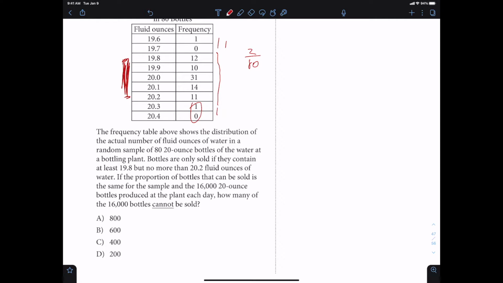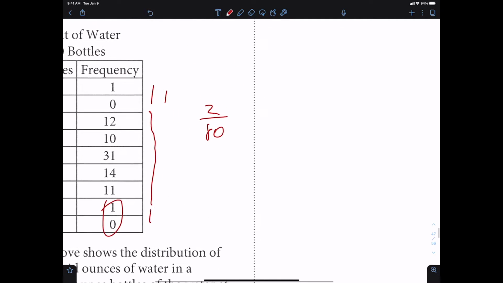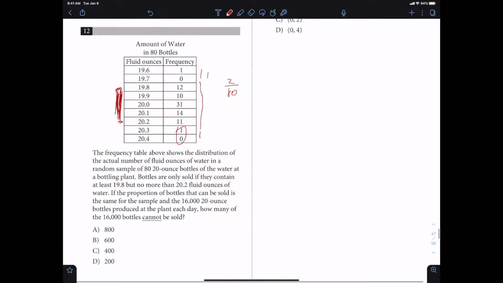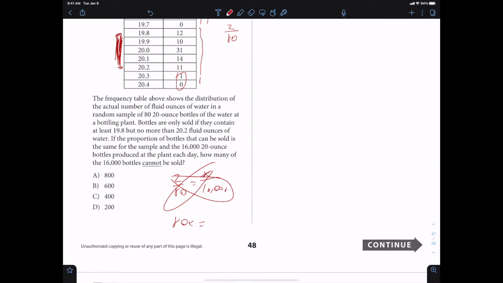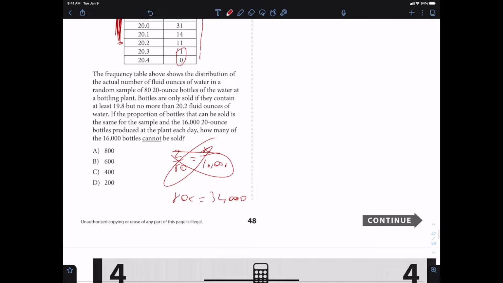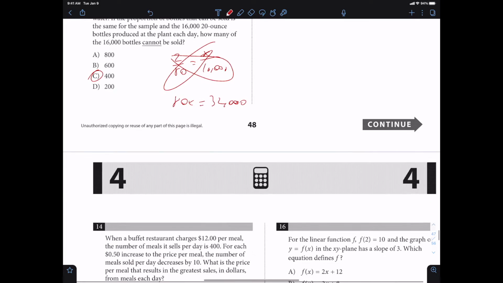And now we want how many of the 16,000 bottles cannot be sold. So we're going to set up a proportion. If 2 out of 80 cannot be sold, that means X amount of 16,000 can't be sold. We're going to cross multiply. 80x is going to equal 32,000. We're going to divide 32,000 by 80 in my calculator, and I get 400, option C. Cool.